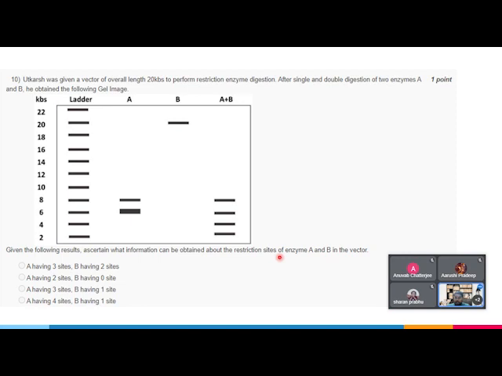The options are: A has 3 sites and B has 2 sites on the vector; A has 2 sites, B has 0 sites; A has 3 sites and B has 1 site; and A has 4 sites and B has 1 site. This is a single correct type of answer. You can just go ahead and type in whichever you think is correct. Arushi says it is option C: A has 3 sites and B has 1 site. Okay, anyone else?